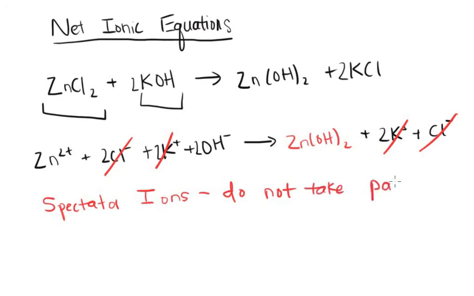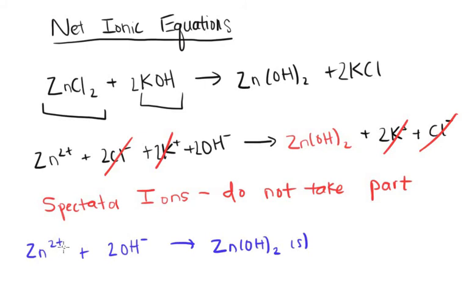And we were able to find this because spectator ions are strong electrolytes on both sides. So let's see what we're left with. We are left with this zinc 2 plus, 2OH minus yields zinc hydroxide solid. This is the net ionic equation.